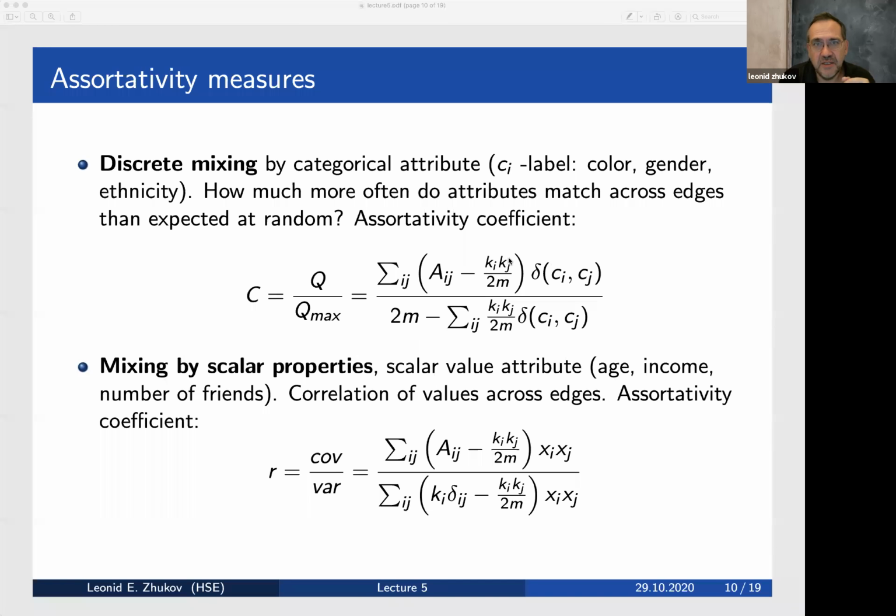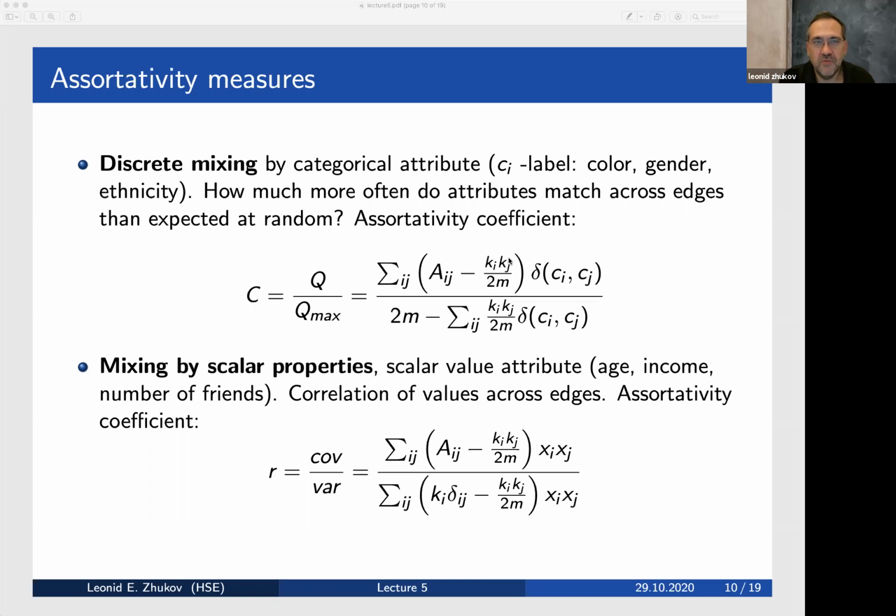Again, you don't need to type it in. There is of course a built-in command. And then if we want to talk about scalar values, for example, age, maybe income, if you think about social network, then it's really a correlation coefficient, but it's not just a simple correlation coefficient. It's the idea that we only measure correlation in between values of the nodes that are connected.